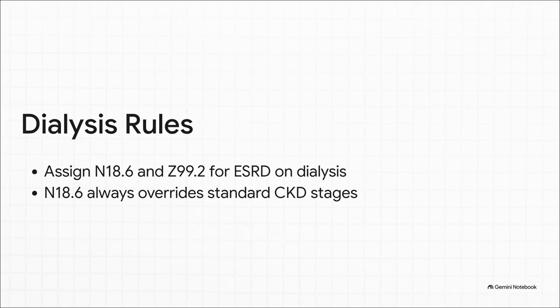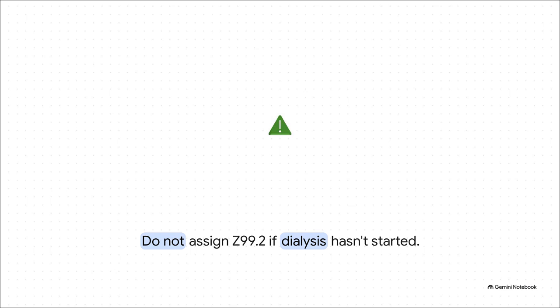Furthermore, if a provider's note is a bit messy, and documents both a standard CKD stage and end-stage renal disease for the same patient in the same encounter, the hierarchy is crystal clear. Only assign N18.6. An ESRD diagnosis always overrides any standard CKD stage in the chart. No exceptions. And here's a massive rule alert for you.